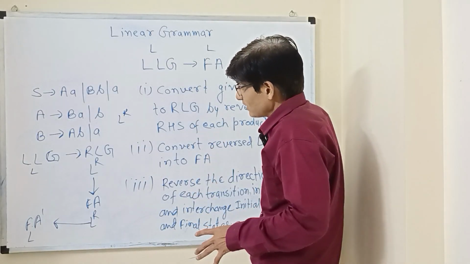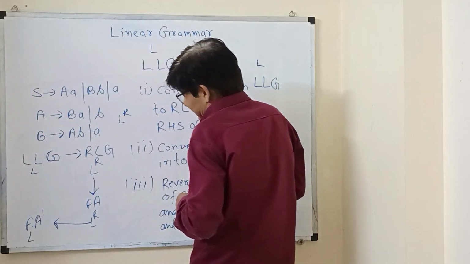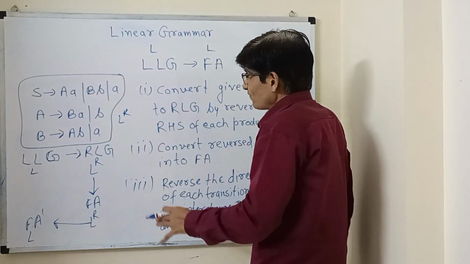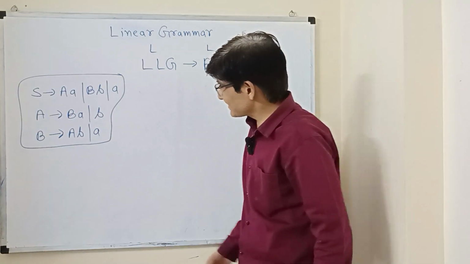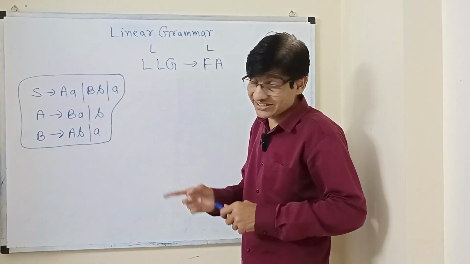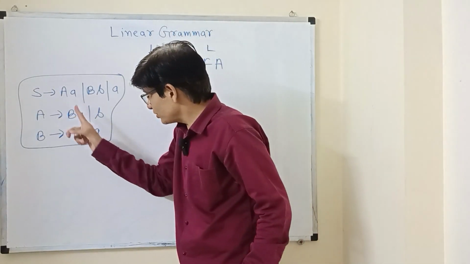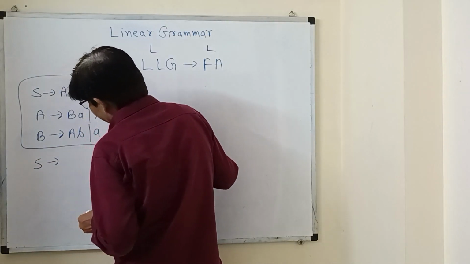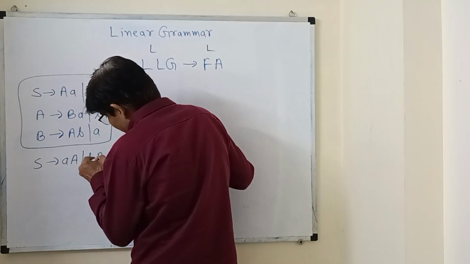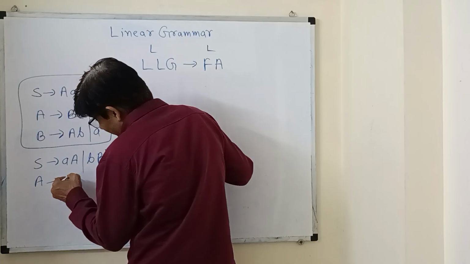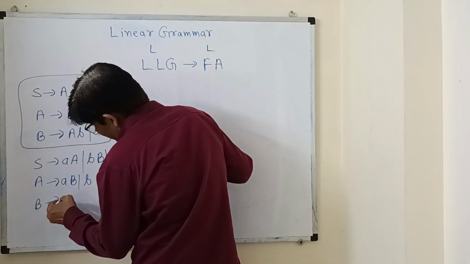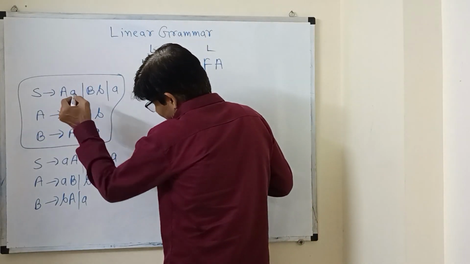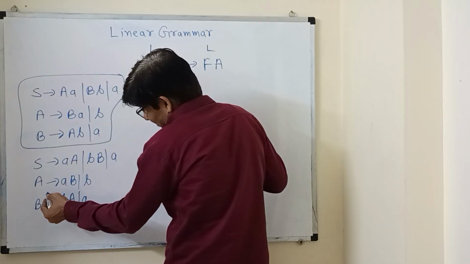Now we will consider this grammar as an example, and we will create one finite automata for this. Suppose this is our given grammar, which is an LLG. We will convert it into RLG just by reversing the right hand side. So I can write it as A gives AA, BB, A. Then A gives AB, B, and B gives BA, A, like this. Whatever the language of the given grammar is, the reversal of that language would be generated by this grammar.